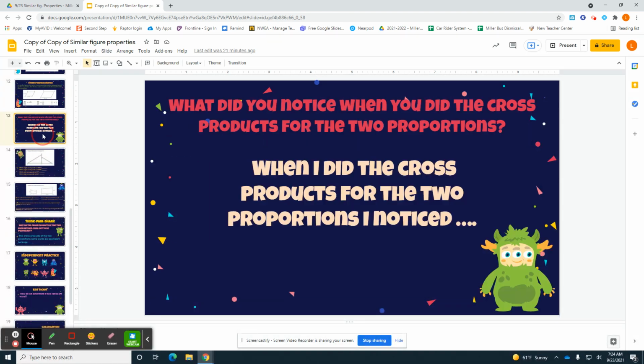All right. So now, what did you notice when you did the cross products for the two proportions? So what did you notice? Okay, so go ahead and answer that question. I believe you have it on your notes. If you don't, find a blank space either on the sides or at the bottom and respond to that question. All right, so pause your video so you have time to write this sentence stem and finish responding to it, and then come back for the next slide.